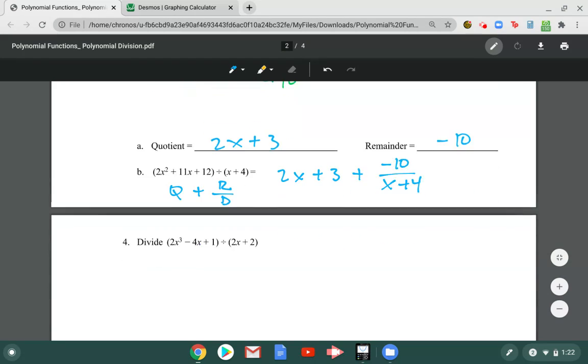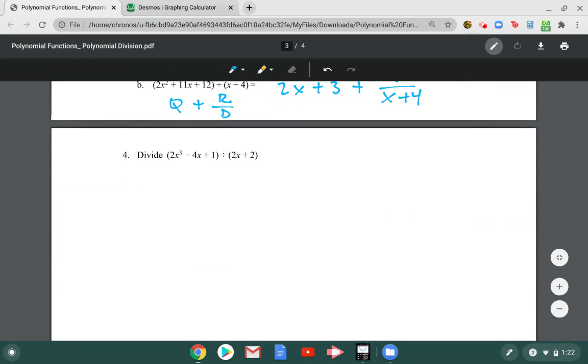Okay. Next, so I've got another division here. I take a look at those degrees in my dividend. So I've got 3, 1, and 0. So I need to go ahead and sneak in a 0x squared. So I've got a 2x plus 2 on the outside. I'm going to divide that into 2x cubed. I don't have any x squared, so plus 0x squared minus 4x plus 1.